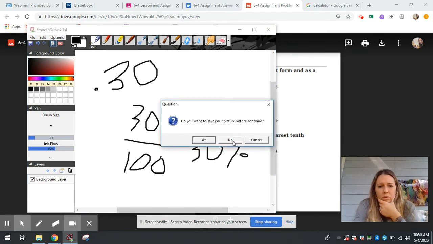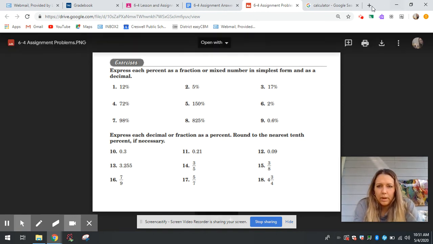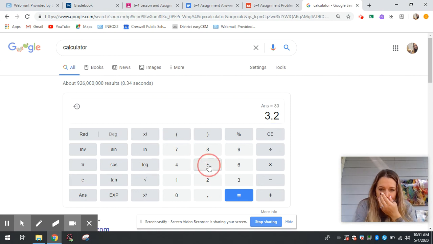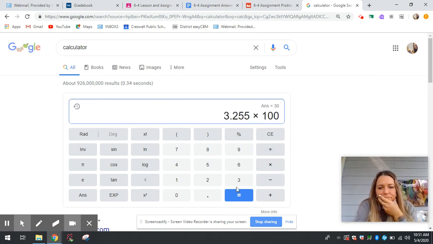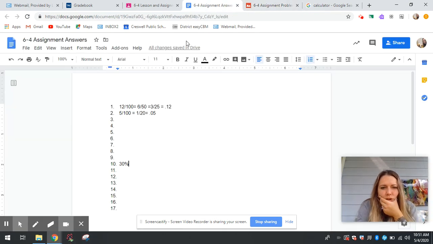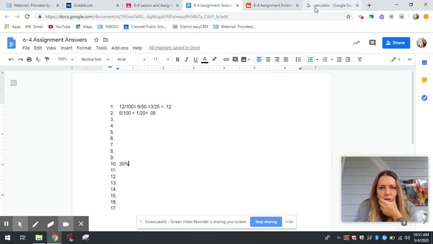Okay, let's do another one. If we have 3.255, we've got a decimal. I'm going to multiply it by 100 to get the percent. 325.5%. That's my answer right there. I don't remember what problem that was. 13. 325.5%.